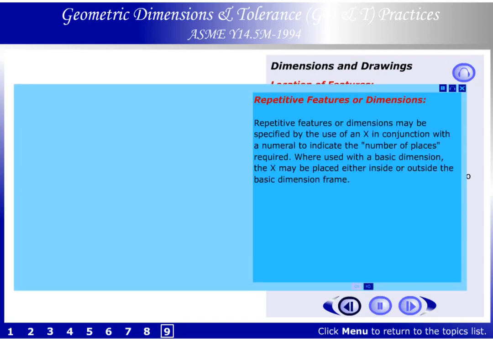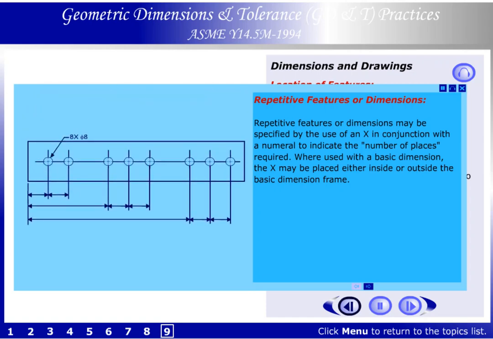Repetitive features or dimensions. Repetitive features or dimensions may be specified by the use of an X in conjunction with a numeral to indicate the number of places required. Where used with a basic dimension, the X may be placed either inside or outside the basic dimension frame.